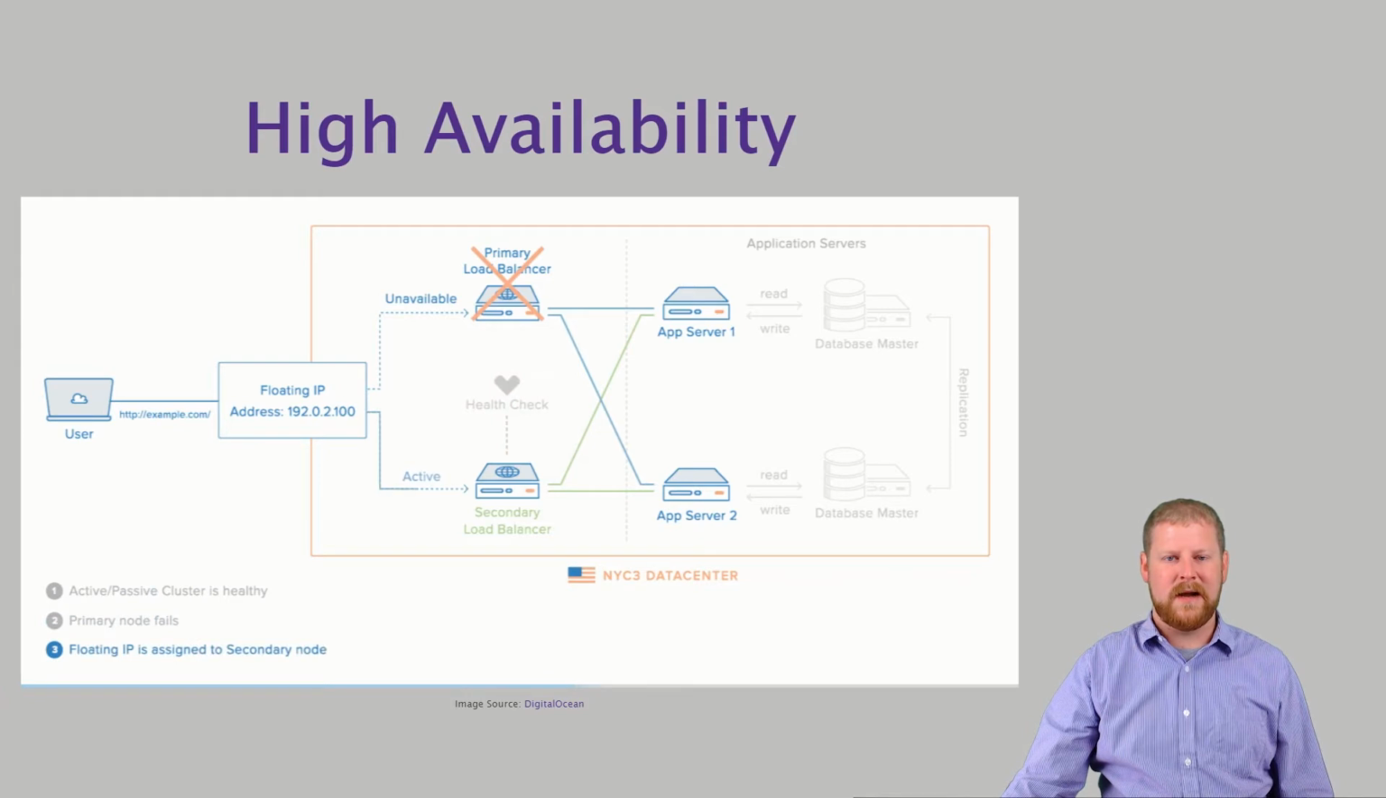If the secondary load balancer detects an error with the primary, it will switch the floating IP address to point to itself to handle incoming requests. This change can happen almost automatically, so the users will not experience much downtime at all.